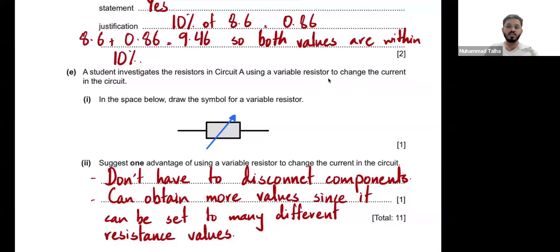So for example, with 3 resistors, you can mentally think that you can only form 4 different combinations. One is all 3 in parallel. Another one is all 3 in series. Then you can have 2 in parallel in series with another one, and you can have 2 in series in parallel with another one, right? But with a variable resistor, you can select many values and you can basically have many different resistance values and you can get a lot of current values as well. So these are the advantages of using a variable resistor. You can write any one.